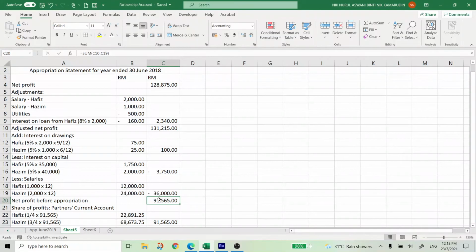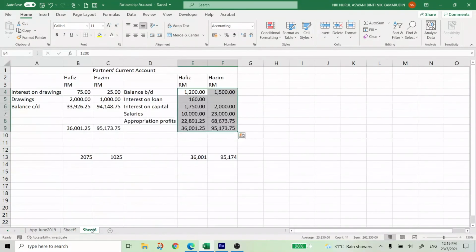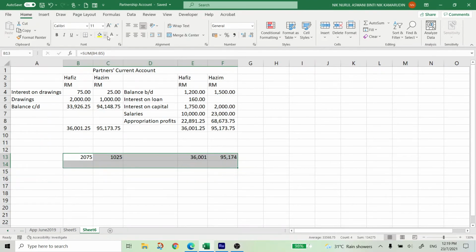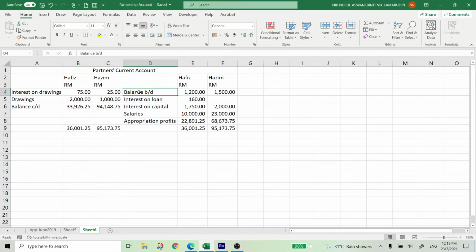So this is the amount of profit to be allocated to the partners' current accounts based on their profit sharing ratio. Hafiz is entitled to 1/4 and Hazim to 3/4 of the net profit before appropriation. Then all of this will be transferred to the partners' current accounts. When you prepare the partners' current account, you start with the balance b/d, or the opening balance. If it is negative, that means the balance is a debit balance. But the partner's current account is an equity account, so if you have a negative balance, they have a debit balance instead of a credit balance.